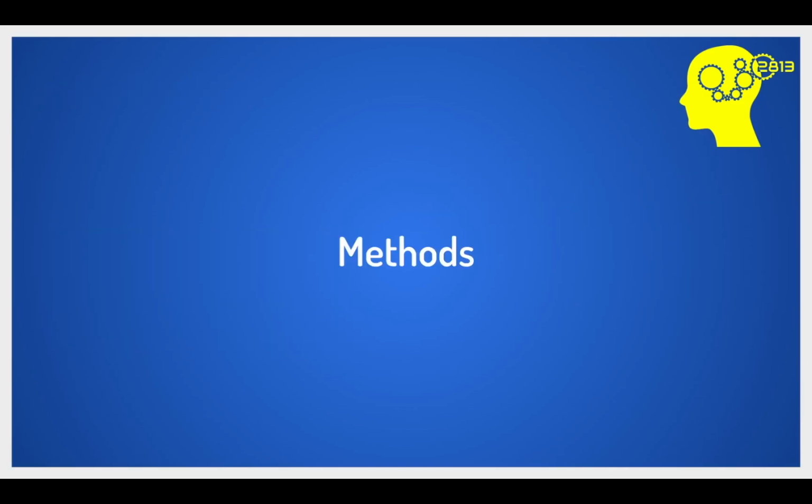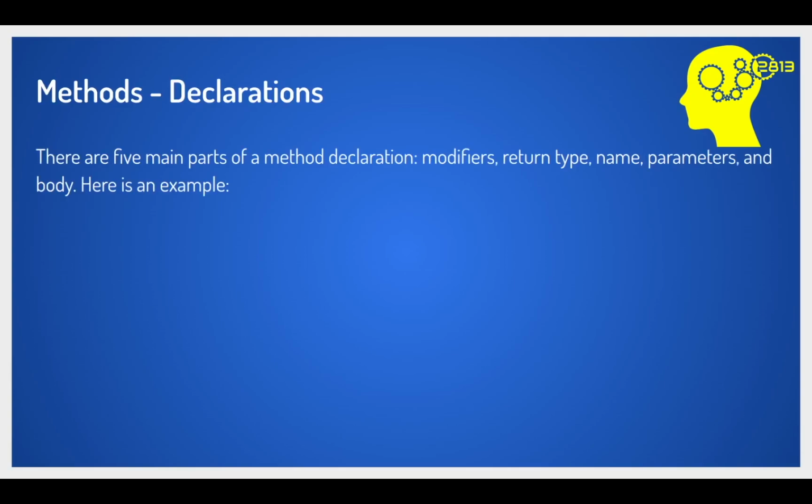Next up, we have methods. So there are 5 main parts of a method declaration: modifiers, return type, name, parameters, and a body. Here's an example. In between these curly braces, we have the method body. This is where you put code, like setting variables and other stuff like that.